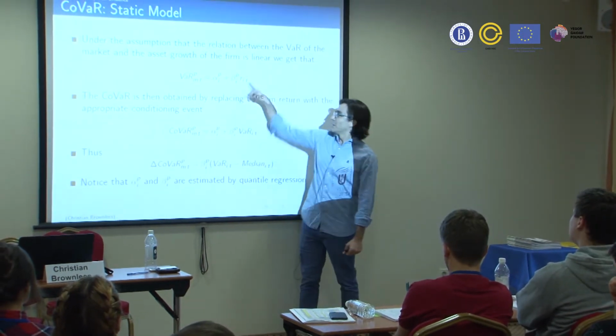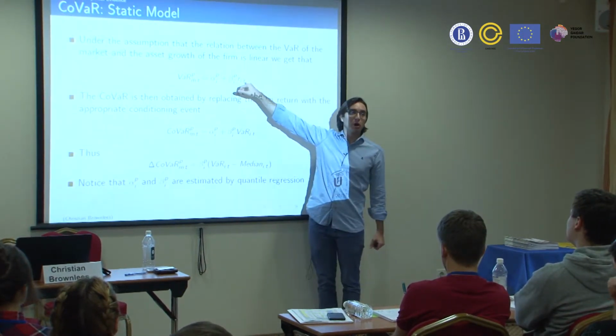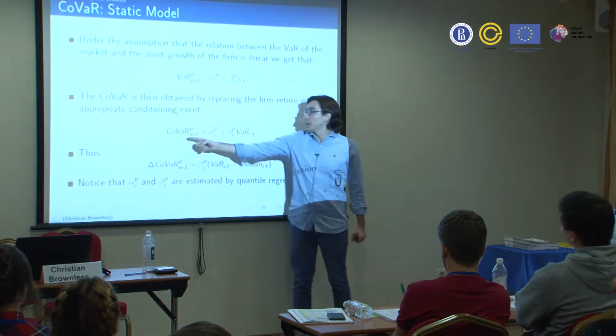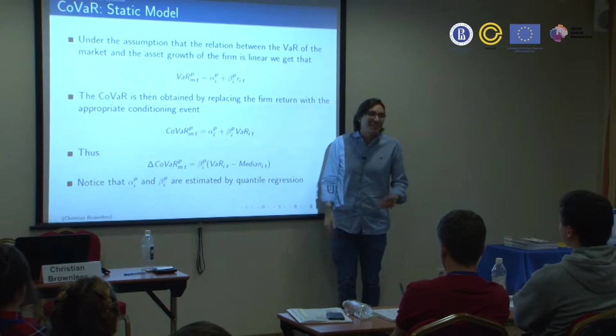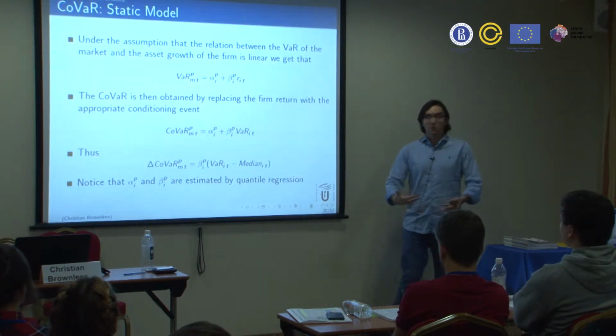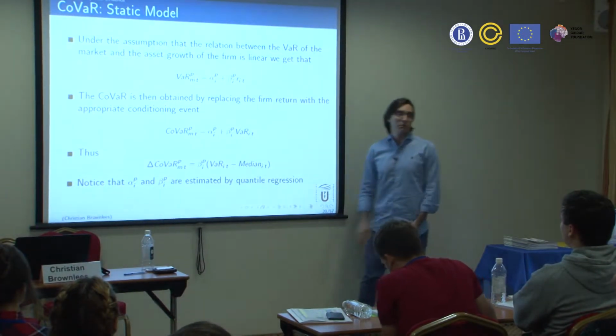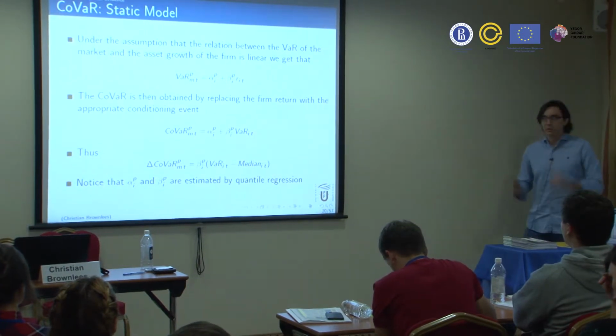You just substitute the VaR of the firm in this equation as I did here, and what you get is the CoVaR of the market, conditional on knowing that the return of the firm that you experience on a given day is equal to its VaR. So it's literally super simple.